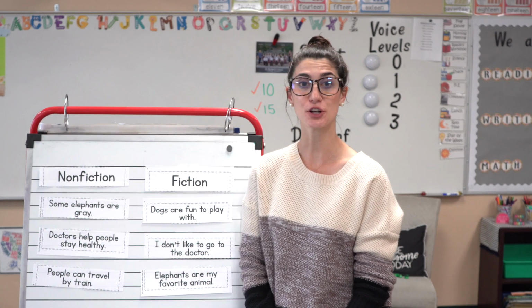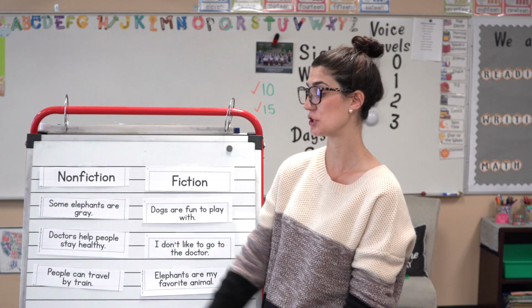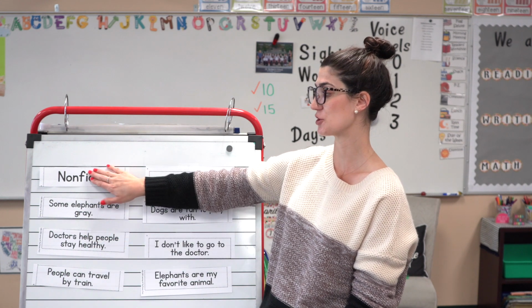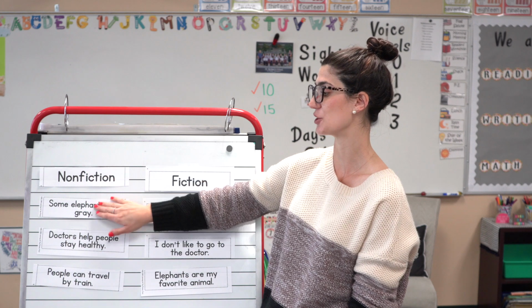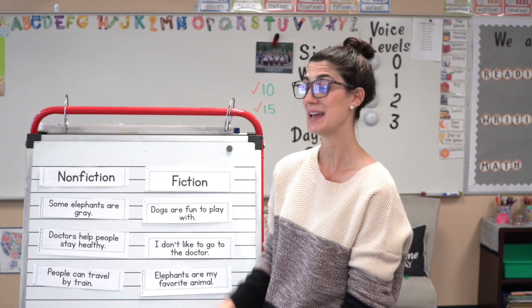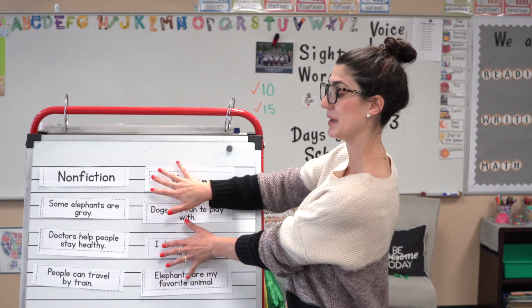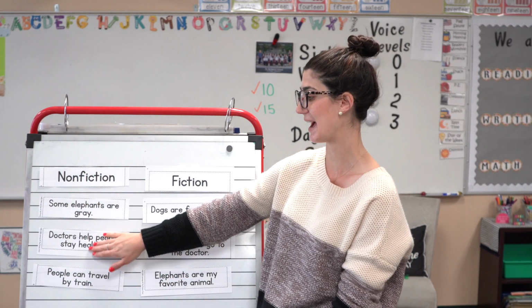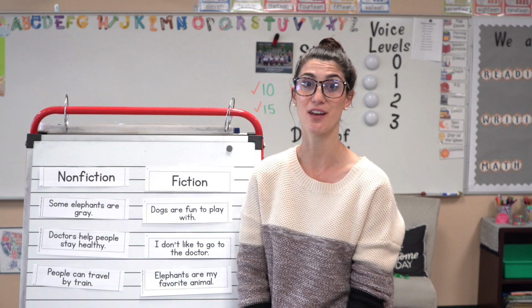So writers, make sure as you continue working on your nonfiction books that you have sentences that look like these. So make sure your sentences look like the ones we have under our nonfiction side, and making sure that you have facts and not opinions. Opinions belong in fiction books. So make sure that you are stating facts so that you're sticking with a nonfiction book.